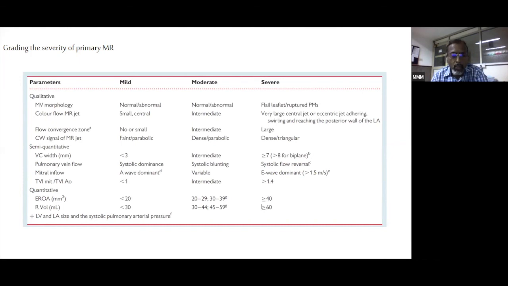Then comes the semi-quantitative: your vena contracta width is more than 7, you have a systolic flow reversal in the pulmonary venous flow, there is an E-wave dominant inflow, and the ratio is more than 1.4. Then quantitatively, your regurgitant orifice area is more than 40, and regurgitant volume is more than 60. So these parameters say that there is significant or severe mitral regurgitation.